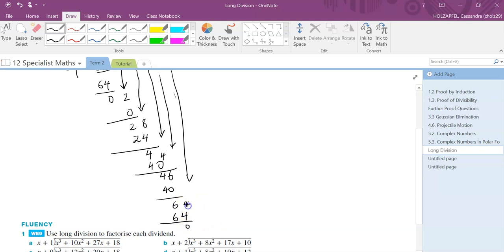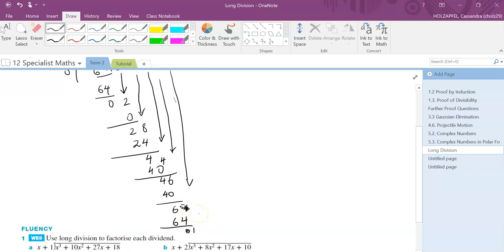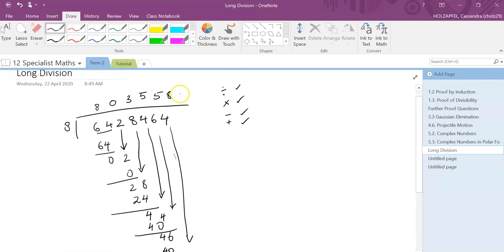Now let's say we didn't have a difference of 0. I'm just going to make up this value here. Let's say we had a difference of 1. Then what we would do is write remainder 1 at the end. So that's what you guys would have done in primary school, doing long division.